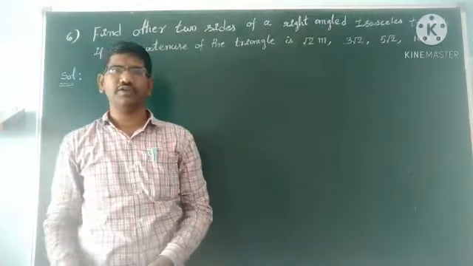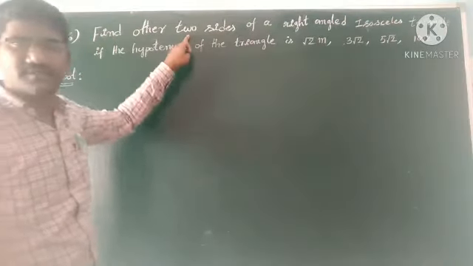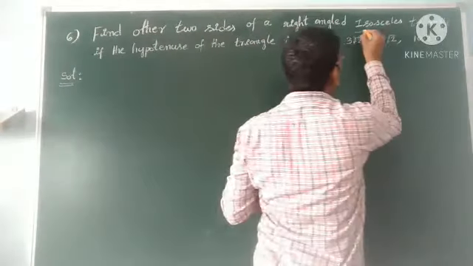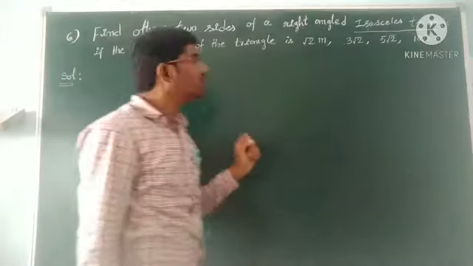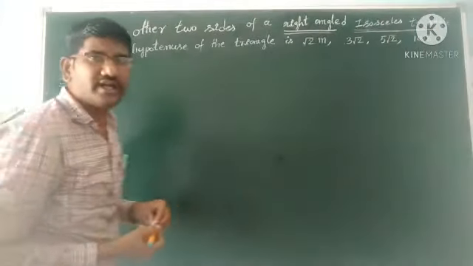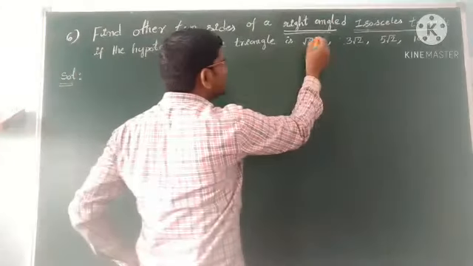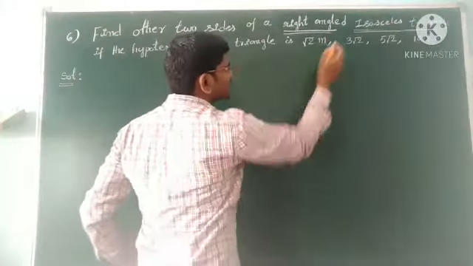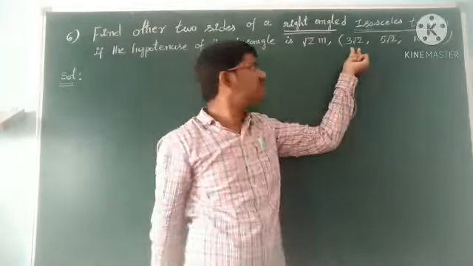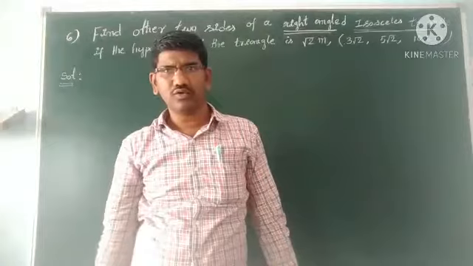Okay students, now we can see another problem. Find the other two sides of a right angled isosceles triangle, if the hypotenuse of the triangle is root 2 meters. That is the first problem. For the next problem you can take 3 root 2 meters, the next 5 root 2 meters, and the next 10 root 2 meters.